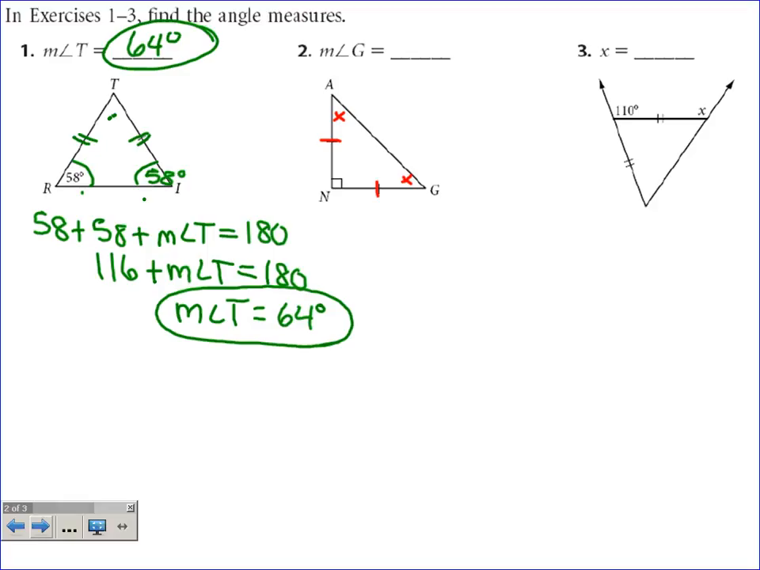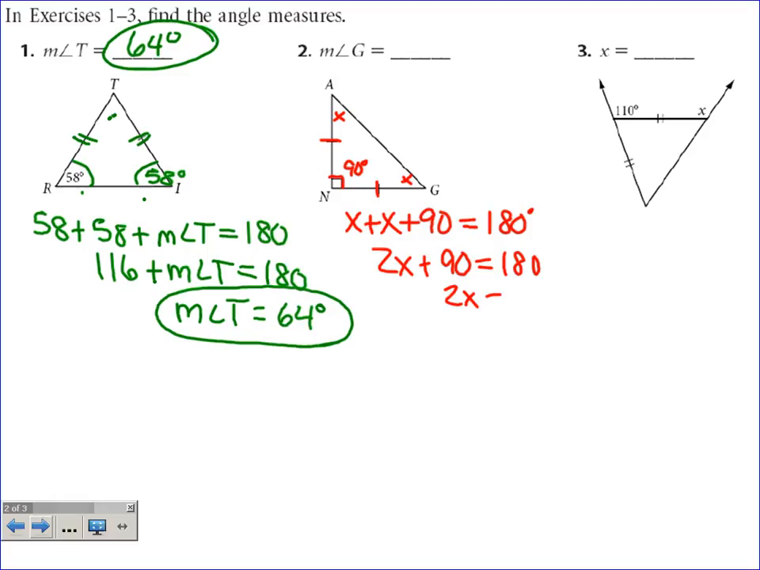What does this box mean right here? 90 degrees. So basically I have x plus x plus 90 degrees equals 180 degrees, just using the triangle sum theorem. Okay? In other words, this is 2x plus 90 equals 180. If I subtract 90 from both sides, I'd have 2x equals 90. If I divide by 2, x will equal 45 degrees.